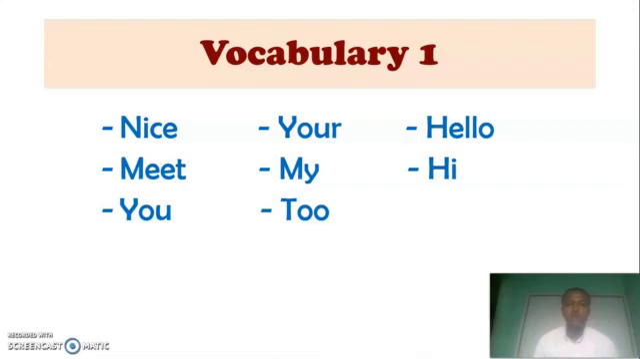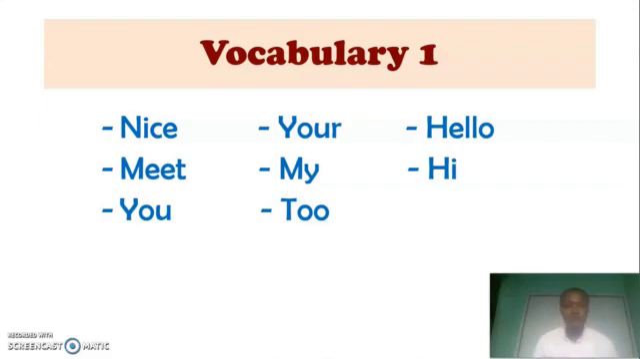Firstly, we are going to look at the vocabulary that is going to be used for greetings and self-introduction. So these are some of the words or the vocabulary that you can use to introduce yourself as well as to greet someone that you meet for the first time. So let's start with these terms. What do you think of these terms? Nice, meet, you, your, my, to, hello, hi. Let me just run over them one by one.